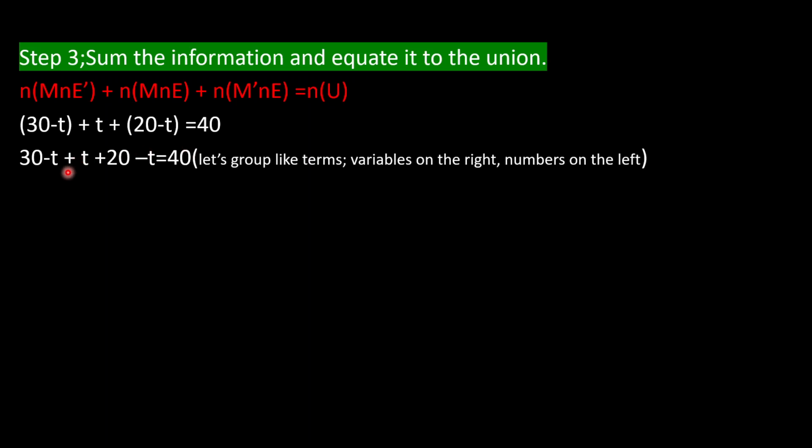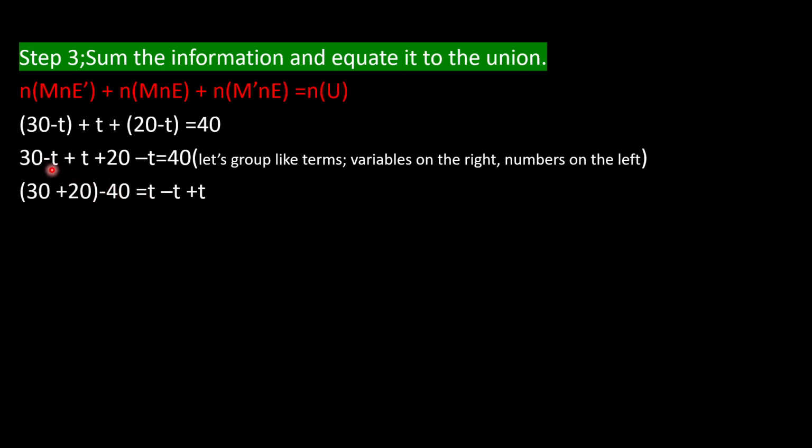So 30 minus t plus 20 minus t equals 40. So let's group like terms. Let's bring the variables to the right and the numbers to the left. So it will be 30 plus 20 minus the 40. The 40 crosses the equal sign, so it will have a negative or a minus in front of it. So it will be 30 plus 20 minus 40 equals t.